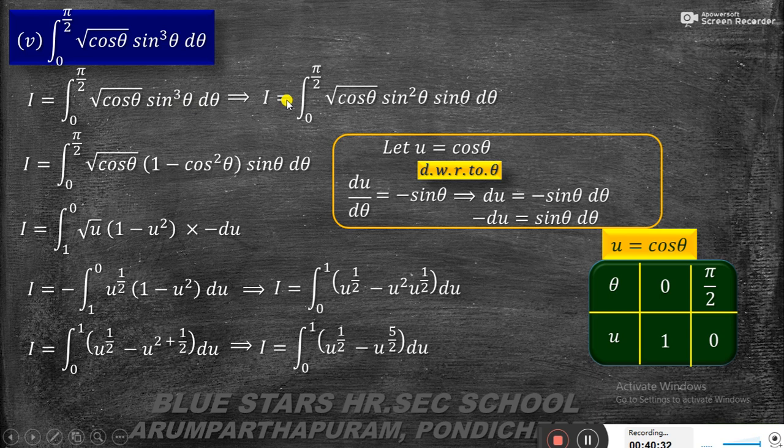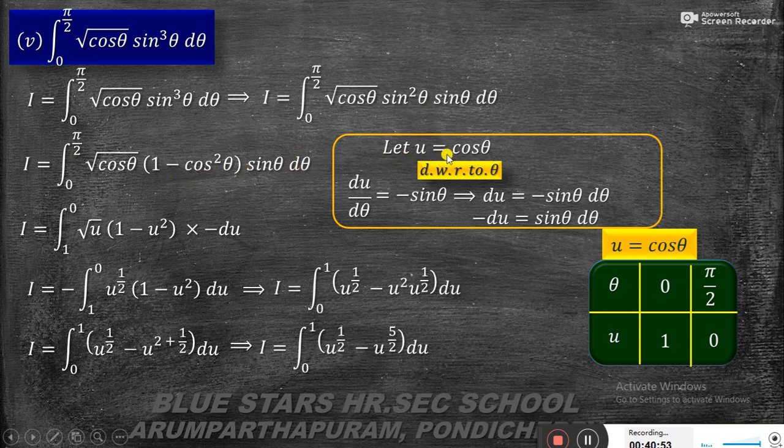That means I equals the integral from 0 to pi by 2 of square root of cos theta into, I split up the sin cube theta into sin square theta into sin theta d theta. So the next step: I equals integral from 0 to pi by 2 of square root of cos theta sin square theta, which I write as 1 minus cos square theta, into sin theta d theta.